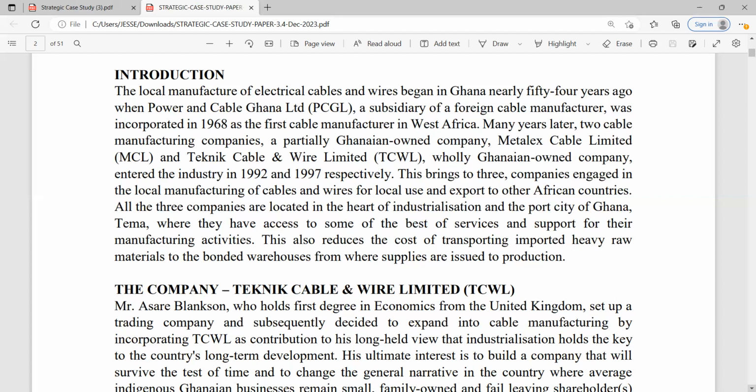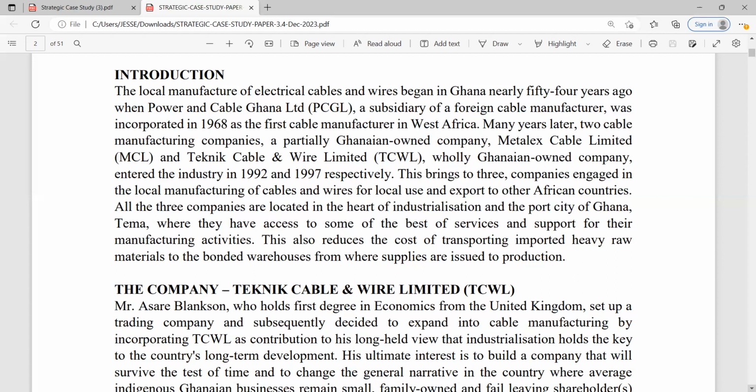At the minute, you are trying to analyze this case sentence by sentence. But I'm trying to bring out these models and concepts that you've been reading from the case. So first of all, we are told that two cable manufacturing companies, one is partially Ghanaian owned, right? So the ownership structure is very, very important.